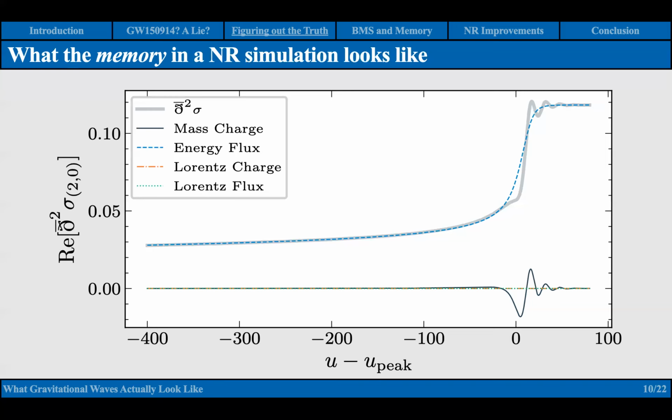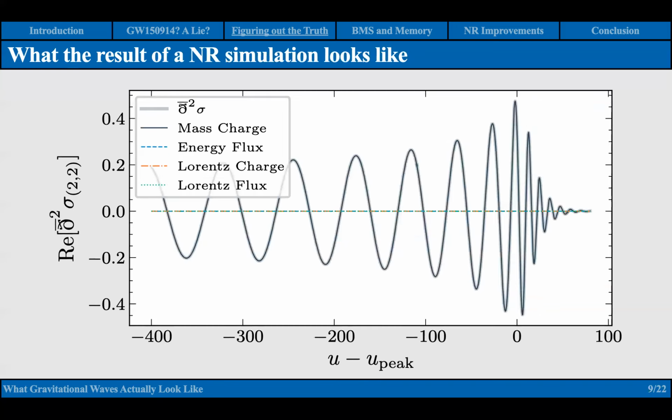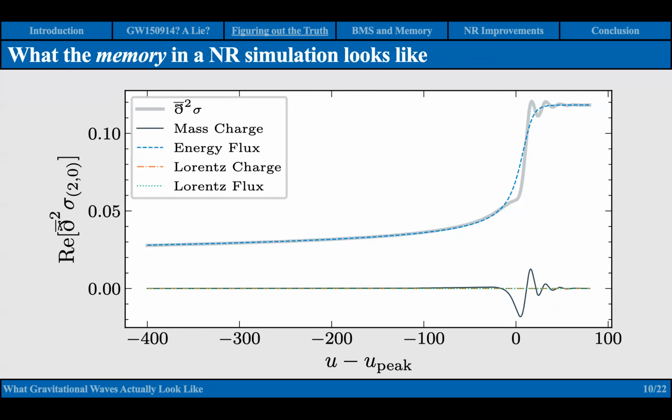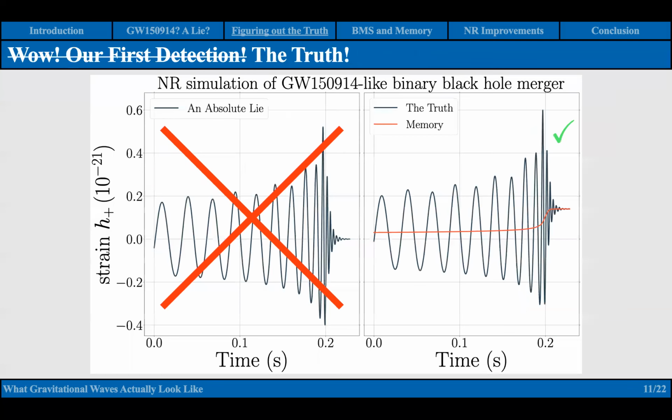Okay, and so this should explain, when we have this 2-2 mode and this 2-0 mode, why you get a signal like this. So you have oscillations from 2-2 and a permanent offset from 2-0.